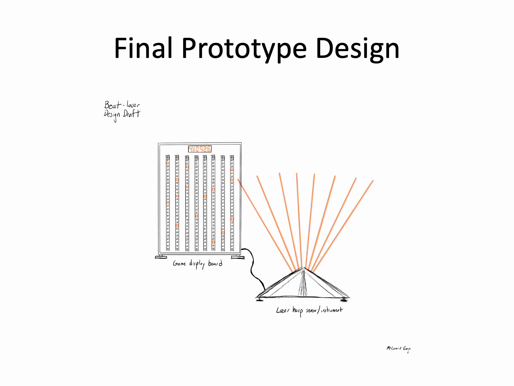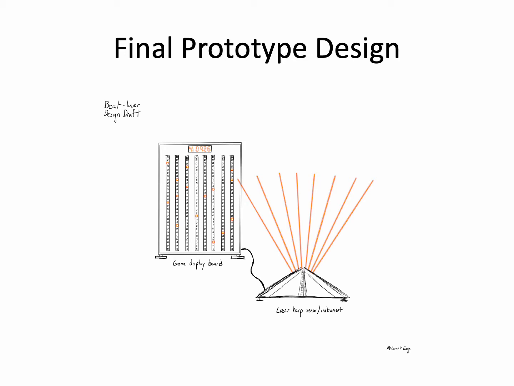Pictured here is the design sketch for our final prototype. The laser harp module consists of 8 laser beams that are projected from a central beam and a stepper motor that can be interacted with by the player to play notes similar to a traditional harp.